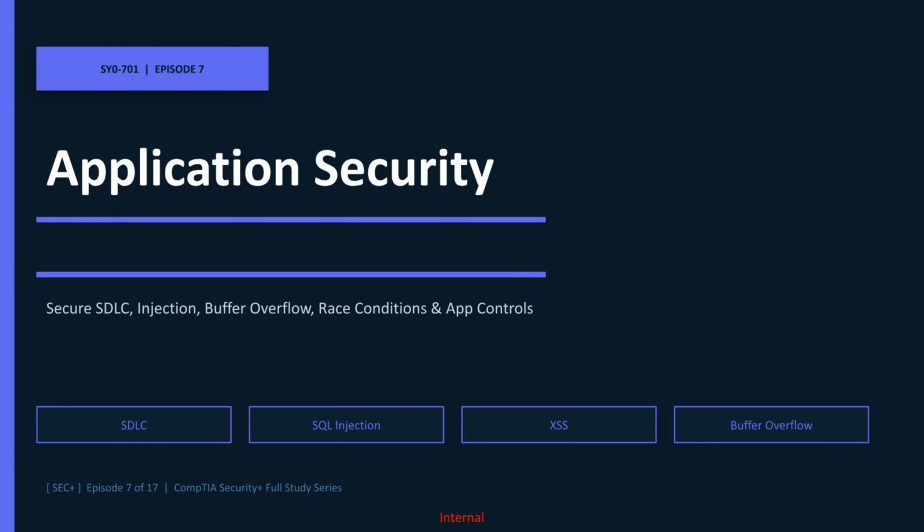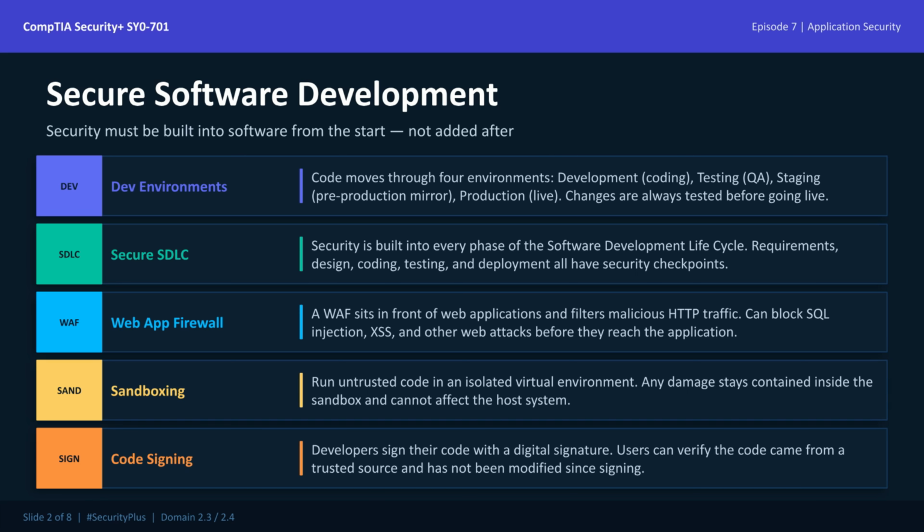Let's get into it. Security must be built into software from the very beginning, not bolted on after the fact. Modern software development uses a secure software development lifecycle that builds security checkpoints into every phase, from requirements gathering through deployment. Code moves through 4 environments in sequence.